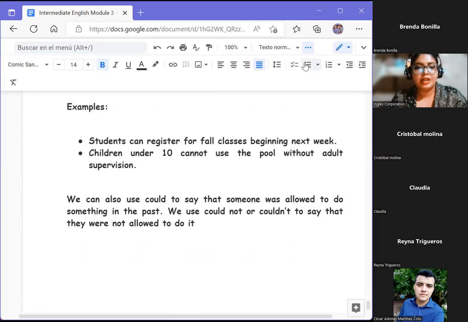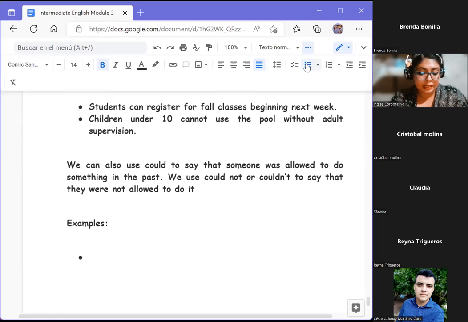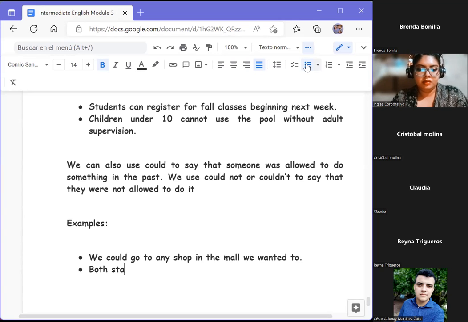In this case, we have three different examples. And we have the first one, and it says, we could go to any shop in the mall we wanted to. The second one says, both staff and students will use the ice rink. And the third one, it says, we couldn't study in the library after 6 p.m.